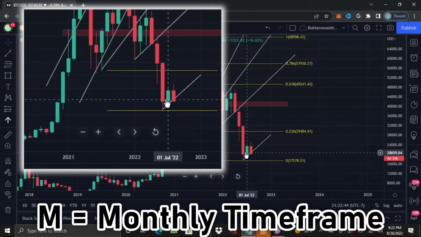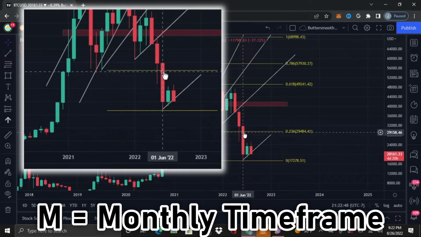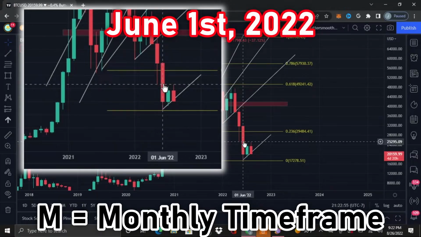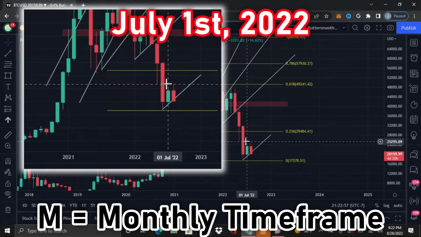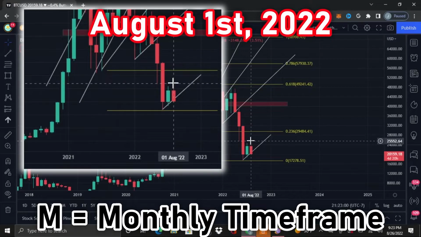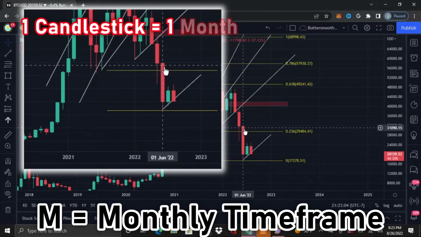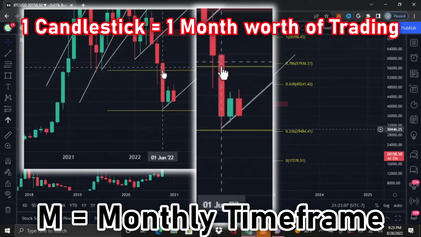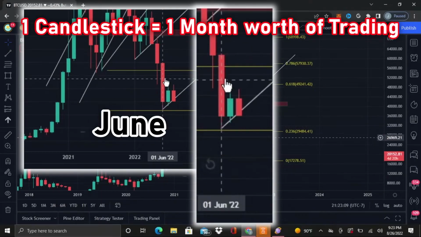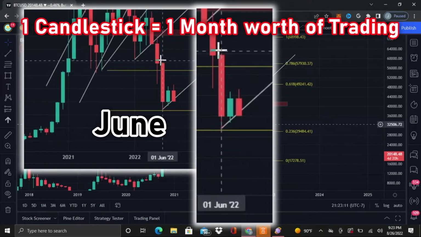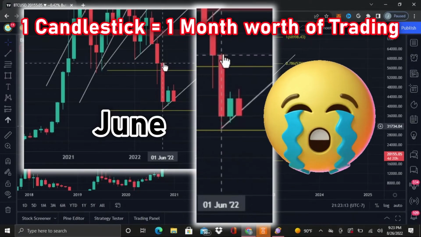So every candle you see here, this current red one, this green one, this red one here, look at the dates here at the bottom of the screen when I'm over the candle. So we have June 1st, 2022. We have July 1st, 2022, and currently August 1st, 2022. So all of these candles represent 1 month worth of trading. Okay. So all of June, this is the price action we had. It was a bad month. Oh man, terrible. Terrible.